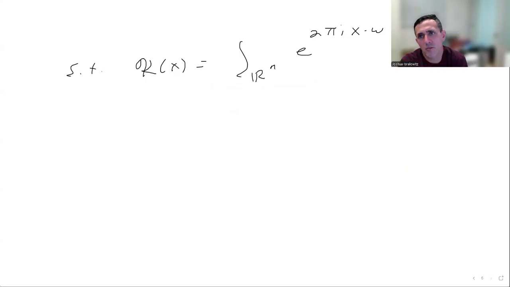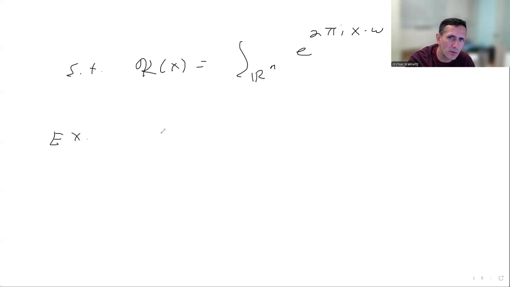This is basically a probability measure. It's just that the measure of all of R^n need not necessarily be 1. It could be something non-negative, but it's not going to be infinity. So it's basically Fourier. It's some sort of Fourier.